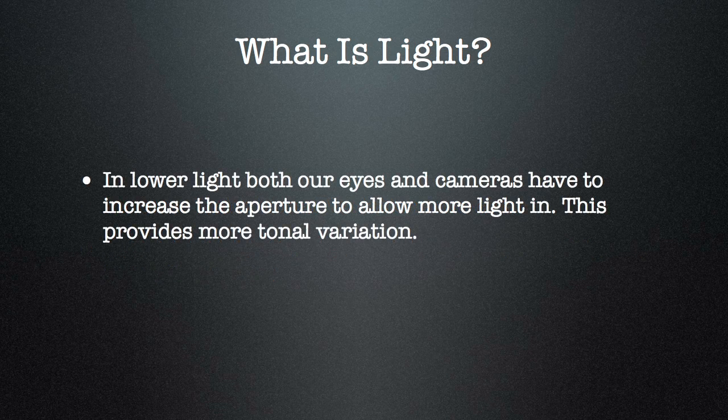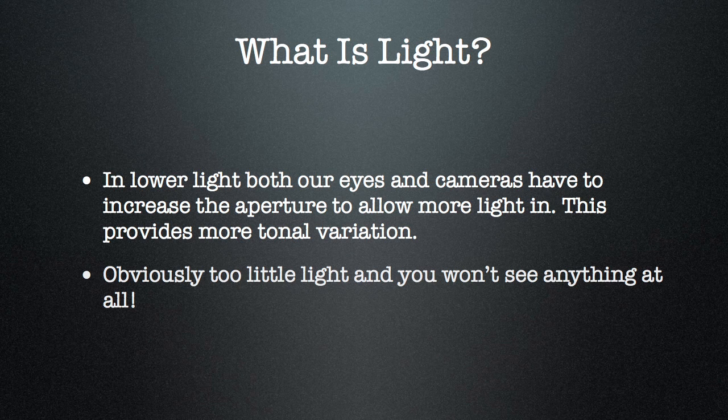In low light, both our own eyes and cameras have to increase the aperture to allow more light in, and this is what provides that tonal variation, because we're getting more information in terms of photons hitting the back of our eyes, and that's why that phenomenon happens. Obviously too little light and you won't see anything at all.